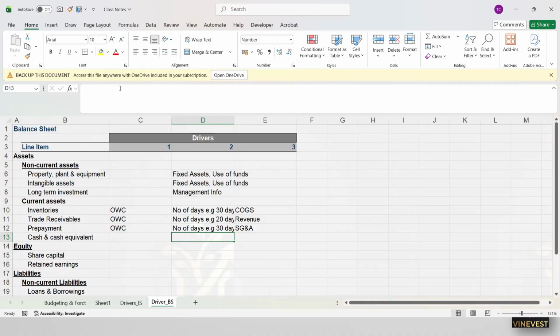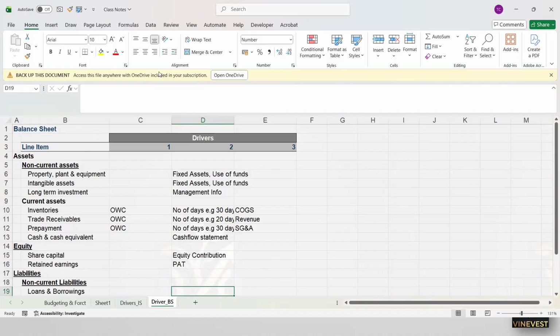So cash and cash equivalent is basically from our cash flow statement. Yes, this is linked from our cash flow statement. Now, under equity, we want to know what is our equity contribution, or the equity contribution of the shareholders. Retained earnings, of course, is from our income statement, right? We want to know what is the previous retained earnings, what is the profit after tax, and the rest. A whole lot of other drivers drive our retained earnings.